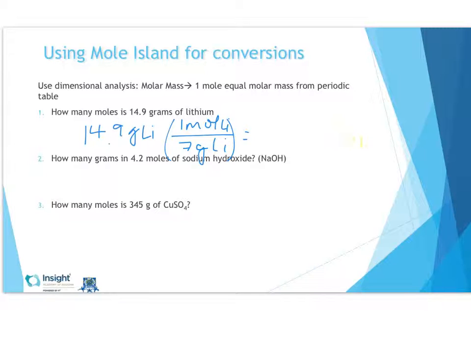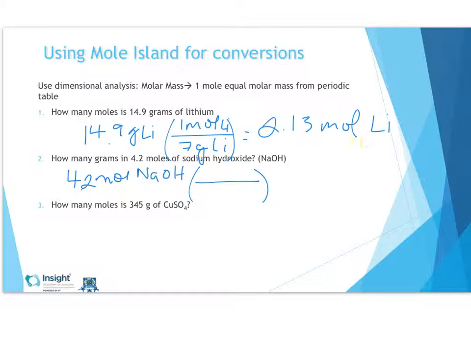Okay, so I'm going to grab my calculator here. 14.9 divided by 7, because the 7 is on the bottom, and you get 2.13 moles of lithium. Okay. So next one, how many grams in 4.2 moles of sodium hydroxide? So 4.2 mole NaOH. This time, mole has to go on the bottom.